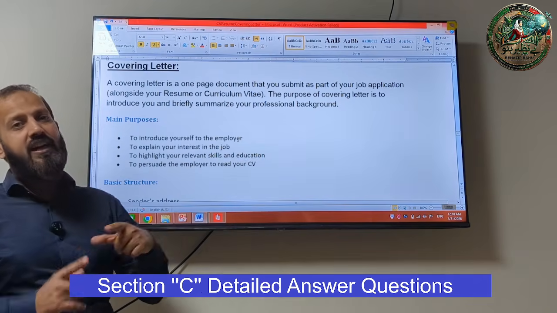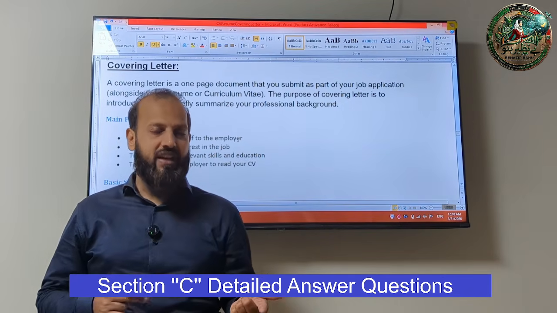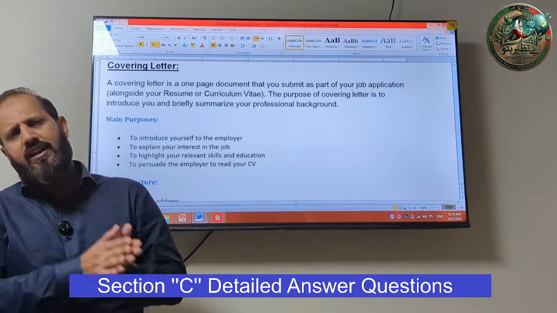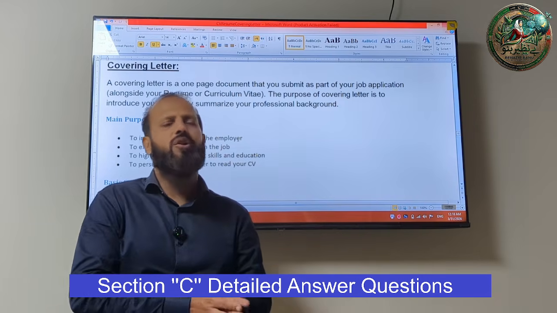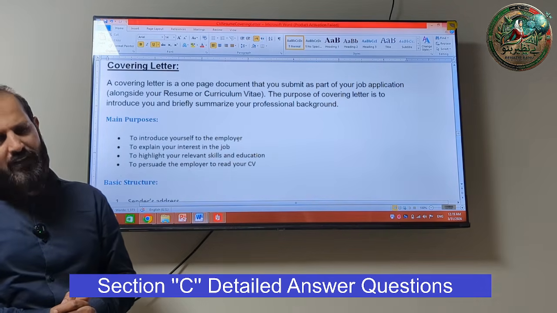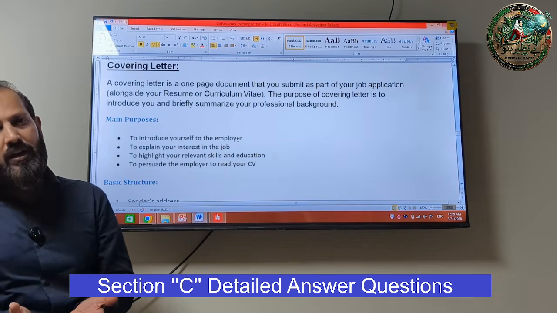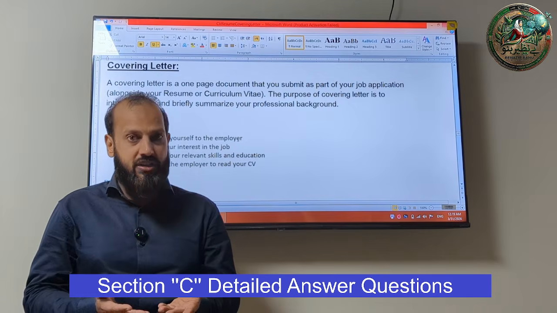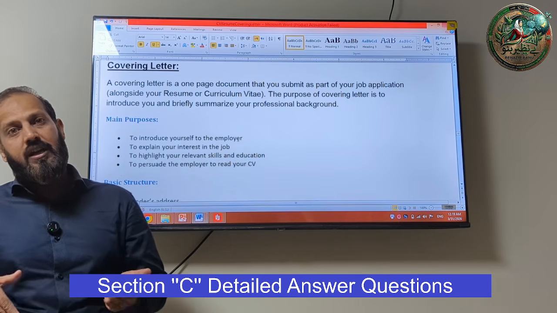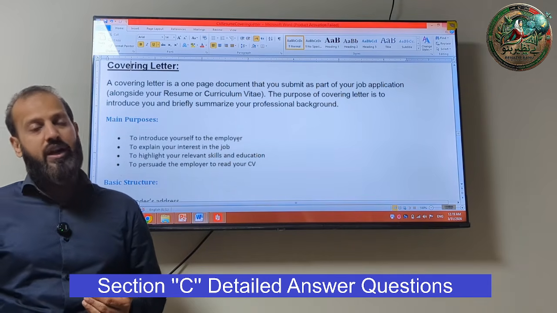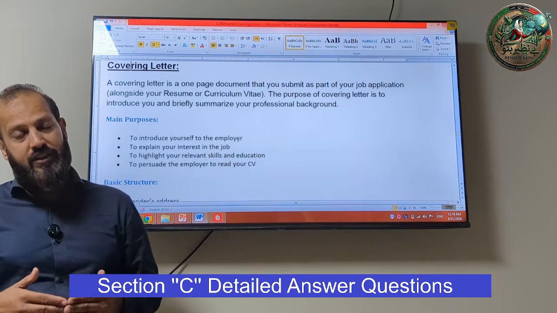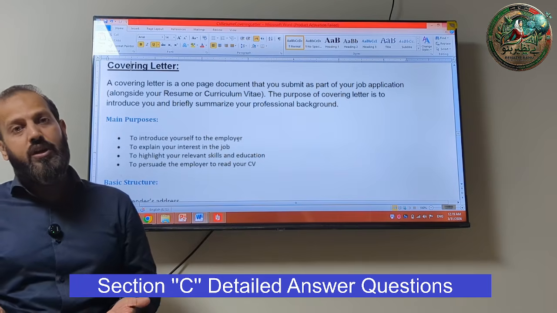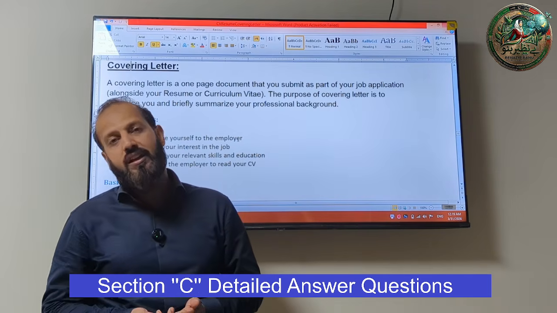But covering letter, this is called a supporting letter as well. We call it a cover letter, and when we send it alongside the CV, then we call it a covering letter. A covering letter describes you more and explains your keen interest to join this organization, and why they should select you and why they should call you. That is called a pursuing letter as well.